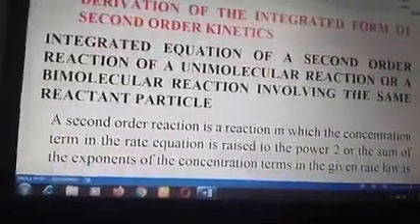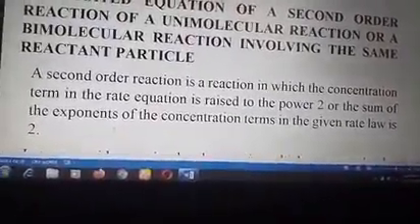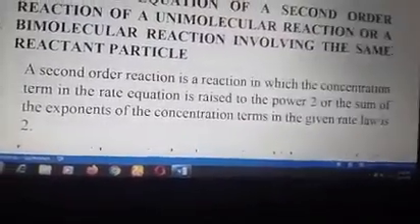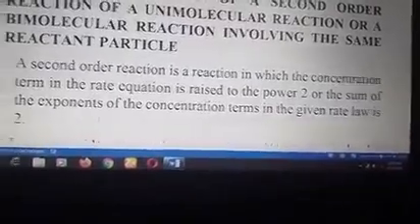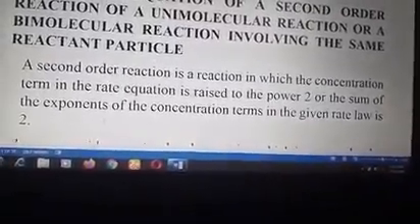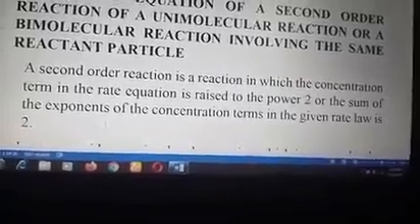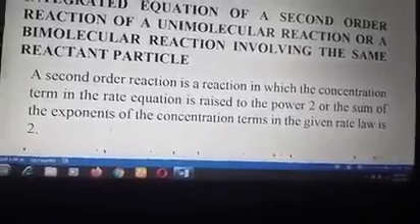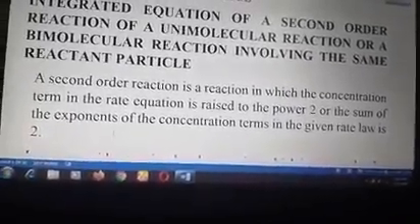So let's continue. Second order reaction is a reaction in which the concentration term in the rate equation is raised to power 2, or the sum of the exponents of the concentration terms in the given rate law is 2. So we are defining second order reaction. For better understanding, search this channel and see where we did the topic rate of reaction and kinetics, and where we explain order of reactions.